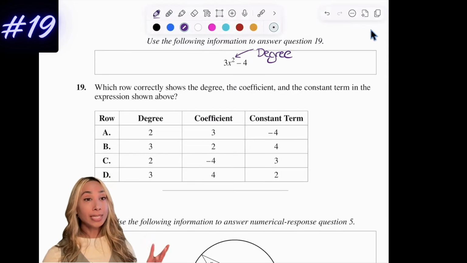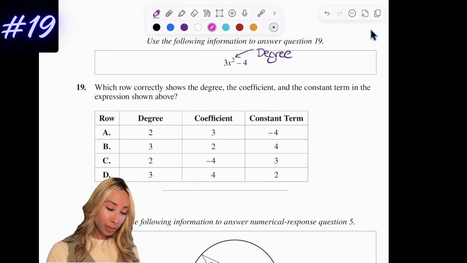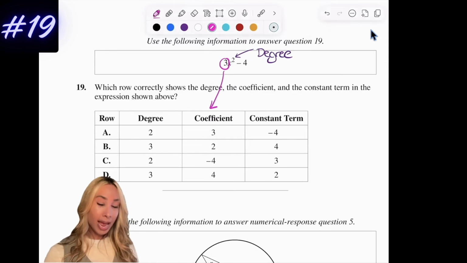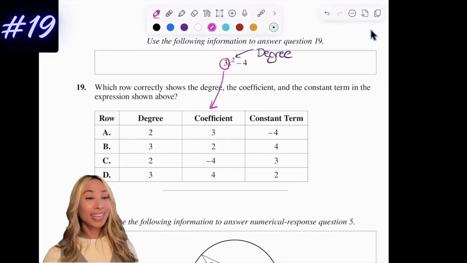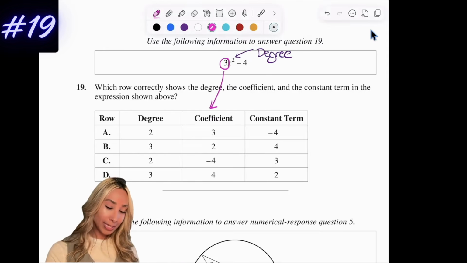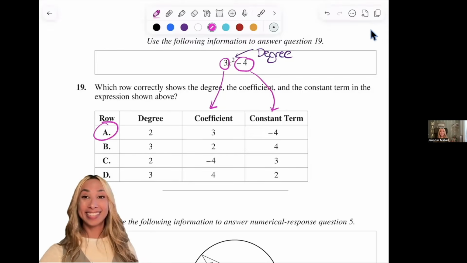Well, a coefficient is the number times a variable. In this case, the only number times the variable is this. So that's our coefficient. And then the constant term, it's kind of like the lonely number. It's the number without an exponent, without a variable. So in this case, it's going to be 4. We are going to include the negative 4 in that. So that leaves us with option A as our answer.